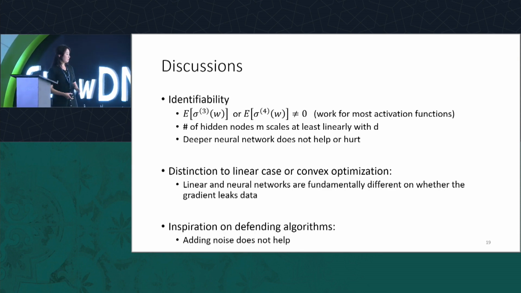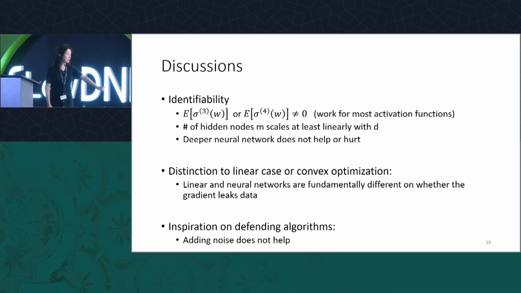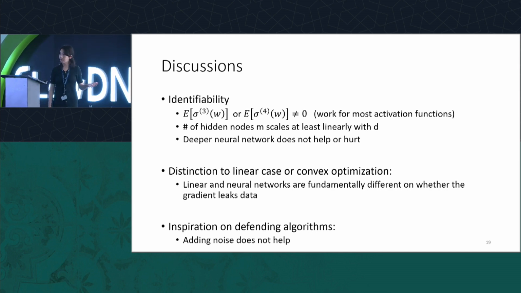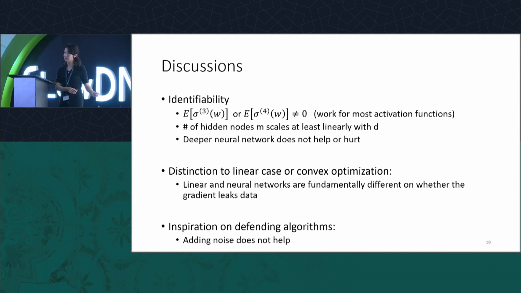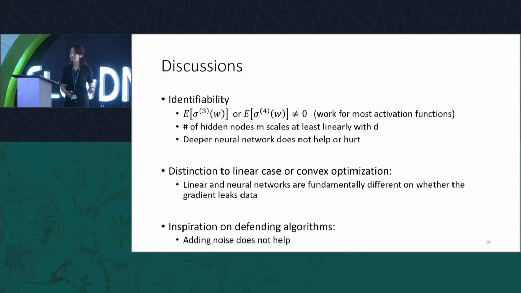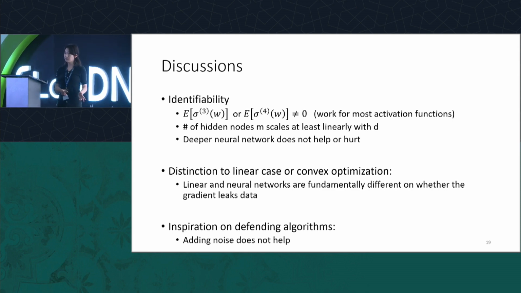Okay, and some other inspiration on defending algorithms: at least in our algorithm, adding noise to the gradient does not hurt our performance, which means it does not help the privacy. So that means that perhaps quantizing the gradient or some other ways to perturb or encode the data will potentially be more effective defending algorithms. So these are some conceptual insights we can get from our work.